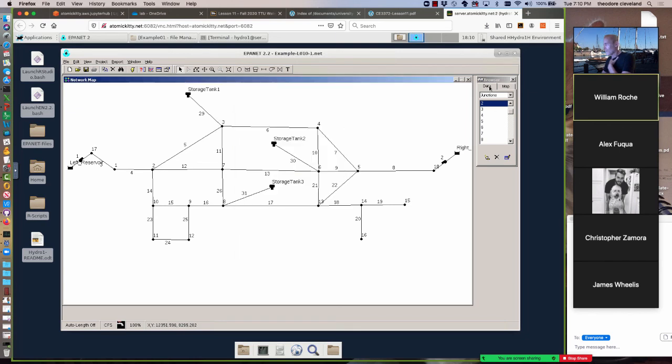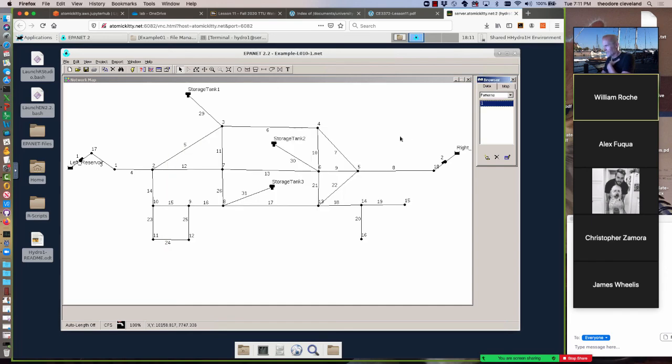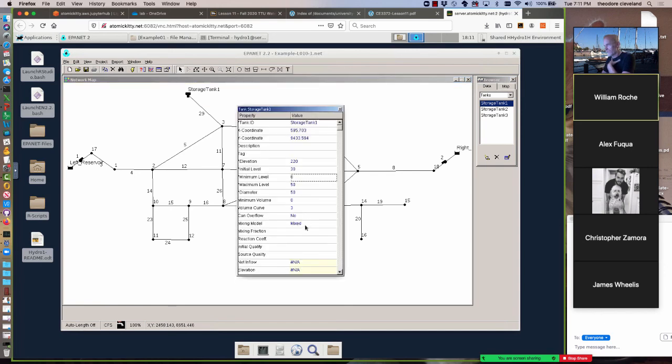We can go here to the data tab, choose patterns, and we can look at demand pattern 1, which is not terribly interesting. But demand pattern 1 has 24 repetitions of the multiplier 1. So it's a sequence of 24 identical simulations. The only thing that changes between them is the head in each of these storage tanks. So let's go look at the storage tank.